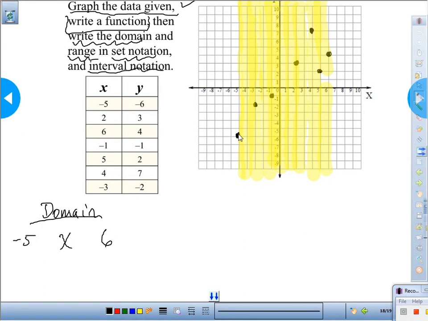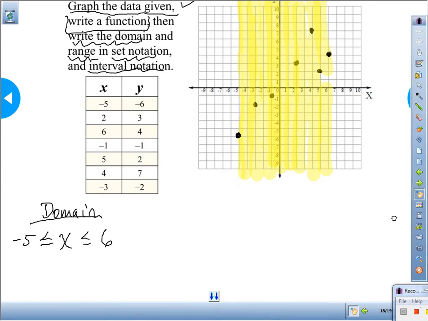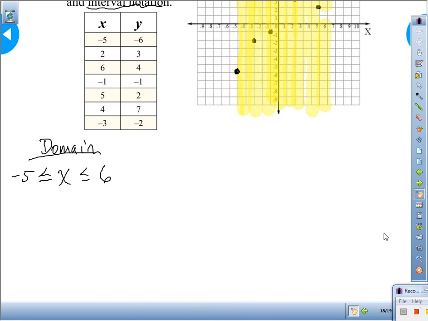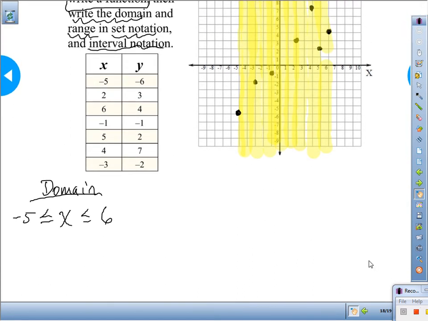Now, by looking at this point, it's a solid point, so we do less than or equal to because it's solid. Same thing with this point, the last point, it's a solid point, so it's less than or equal to. So far, so good? All right, I want you to write me the set notation right underneath, please. How would you write the set notation?